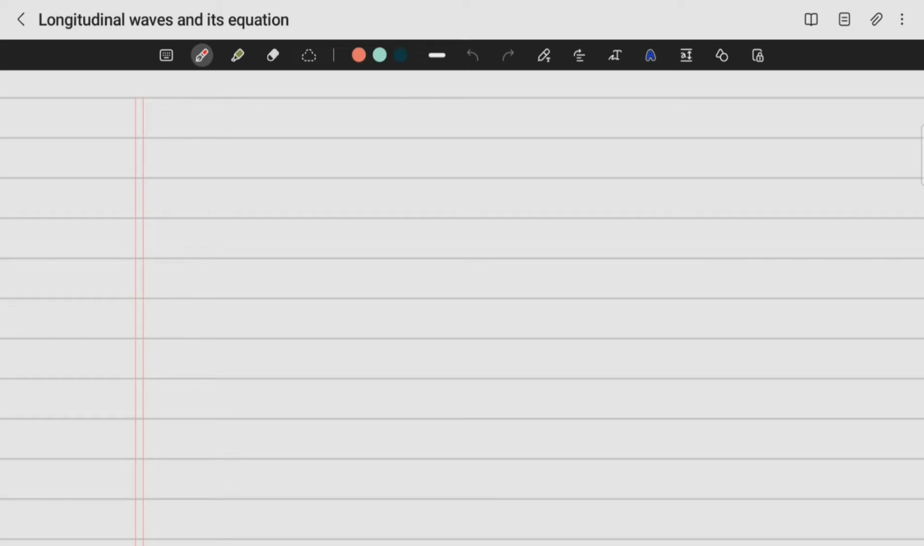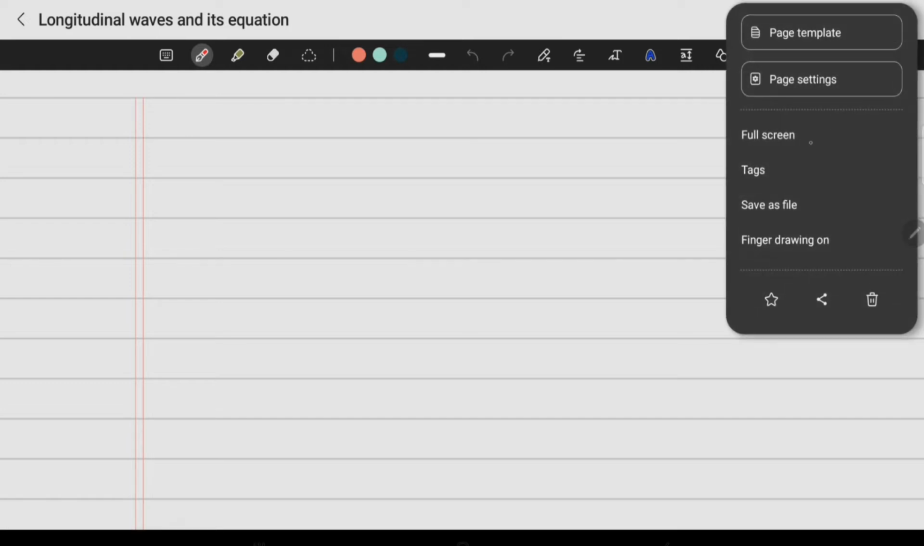I told you in the previous classes that the wave is of two kinds, that is longitudinal waves and transverse waves. We have discussed the transverse wave. Now we will start our next topic, that is longitudinal wave. Okay, so let me start. First of all, we have discussed that wave is of two types, that is transverse wave, and the second one is longitudinal wave.